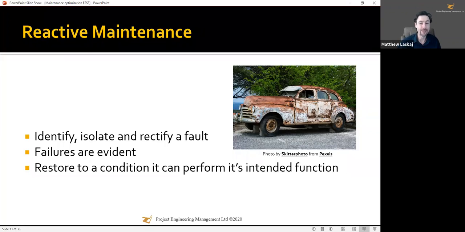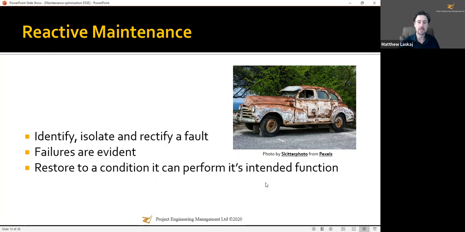So I talk about cars a lot in these type of topics because people can relate a little bit to cars. So reactive maintenance here: identify the fault, isolate the equipment and fix it. Okay, so the failures there are obvious. That's what we call an evident failure. Fix it back to the condition.